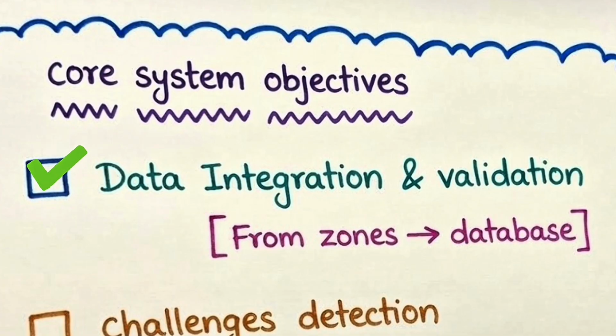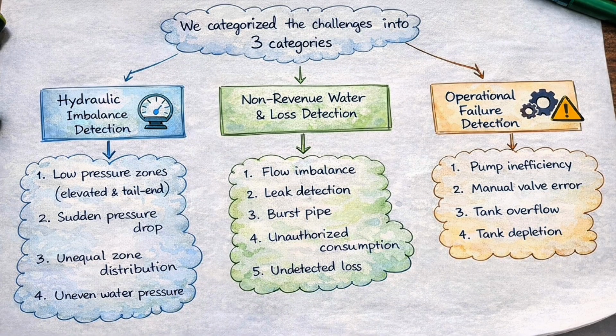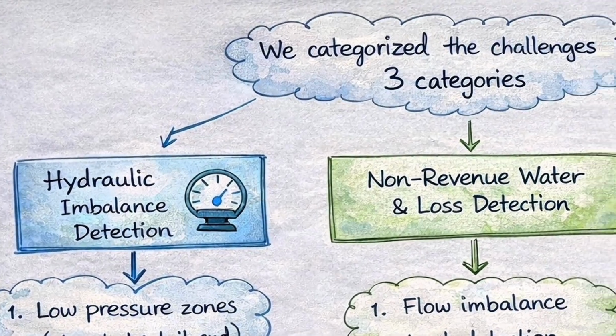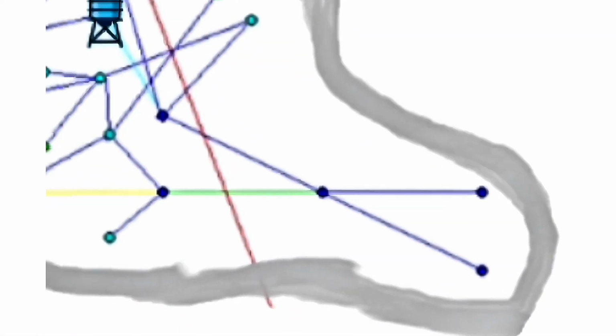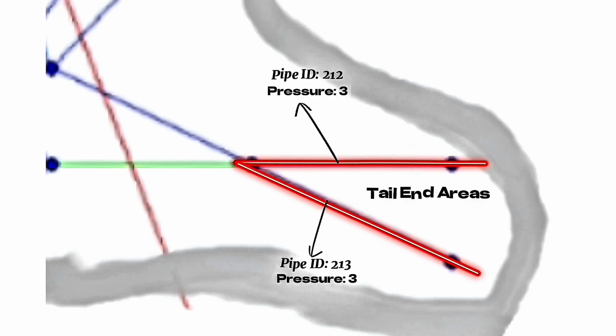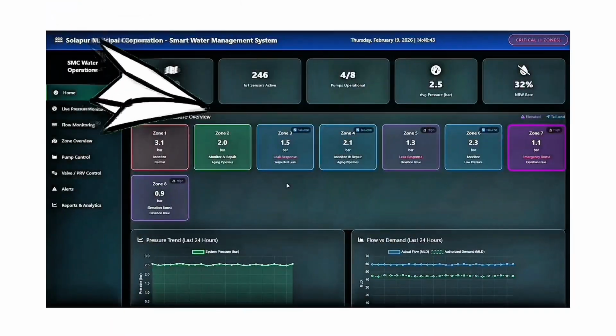Now let's move to challenge detection. We follow CPHEEO standards to define pressure thresholds and operational conditions. The challenges are categorized into 3 types: hydraulic imbalance, non-revenue water and loss detection, and operational failure detection. Let's start with hydraulic imbalance detection. In EPANET, tailend nodes show pressure around 3 meters, which is below CPHEEO standards. Our system detects these as low pressure zones and highlights them in a dashboard for corrective actions.